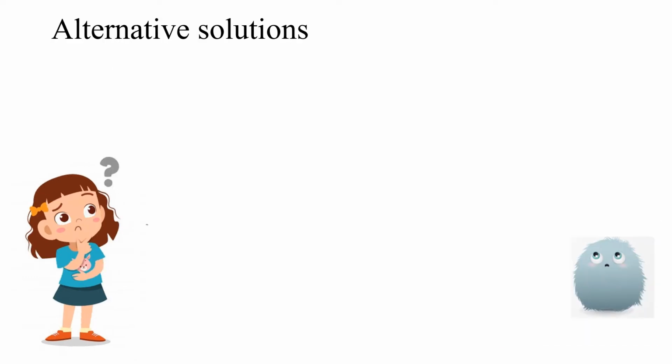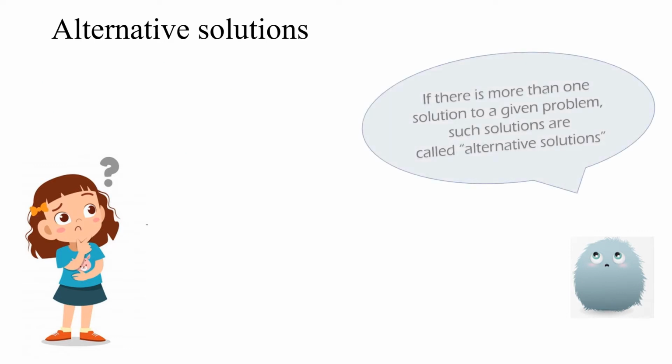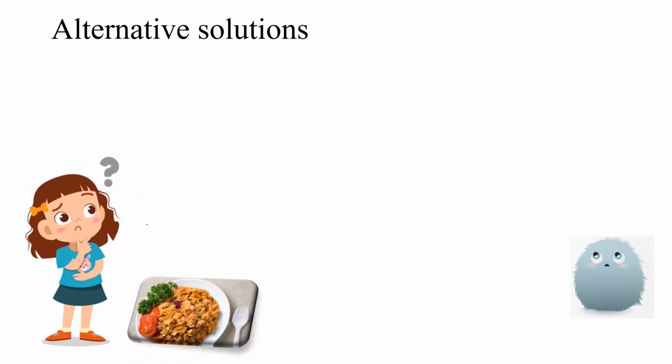Now Meena has another problem. What are alternative solutions? Can you explain with an example? If there is more than one solution to a given problem, such solutions are called alternative solutions.